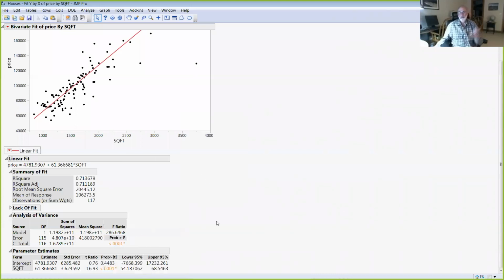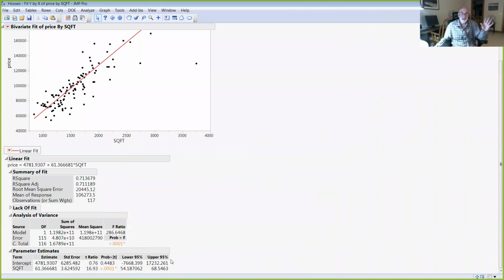How much does a square foot add to the value of a home? Well, our point estimate from these 117 houses is 61.37. But if you want to be 95% confident, you'd have to say it adds anywhere from $54.19 to $68.55. That's the meaning of that confidence interval.